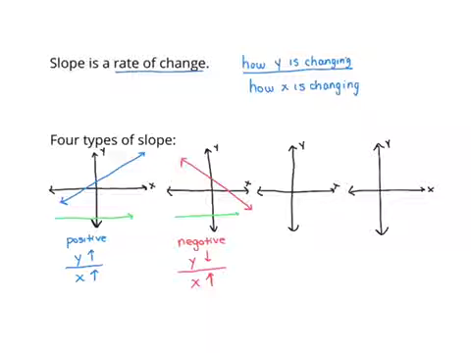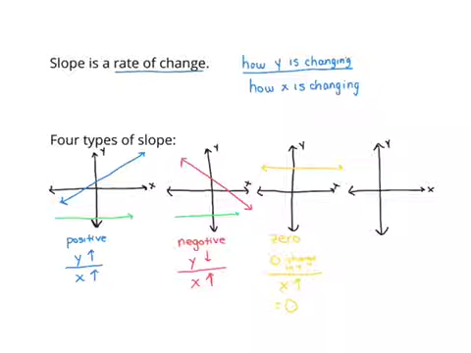The third type of slope we can have is a horizontal line. So what this means is that there's 0 change in y. The y values are staying exactly the same while x is increasing. And so remember, 0 divided by anything is 0, so this is a 0 slope.